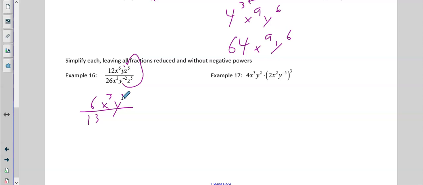And then the z's, well, look what happens there. I have 5 and 5. I'm done. They cancel. Technically, 5 minus 5 is 0. Anything to the 0 power is 1.